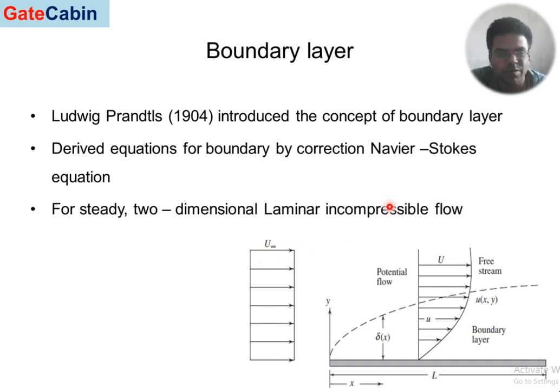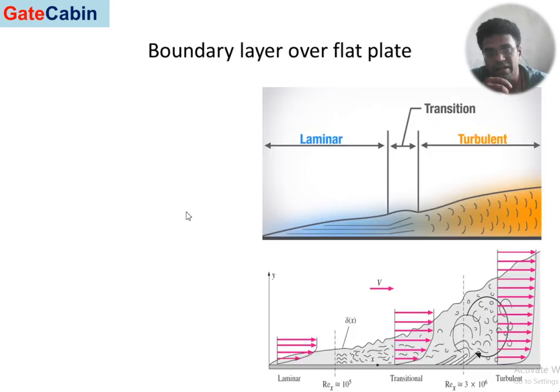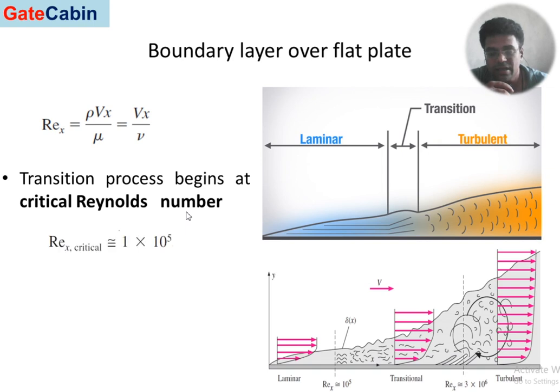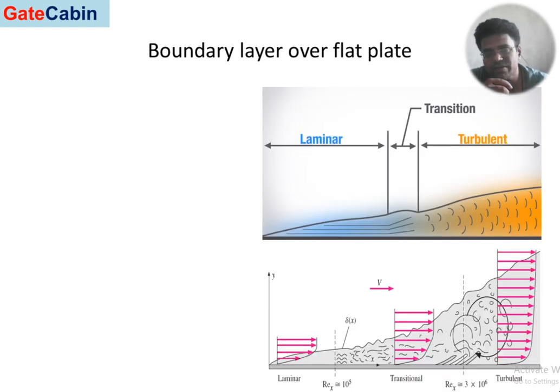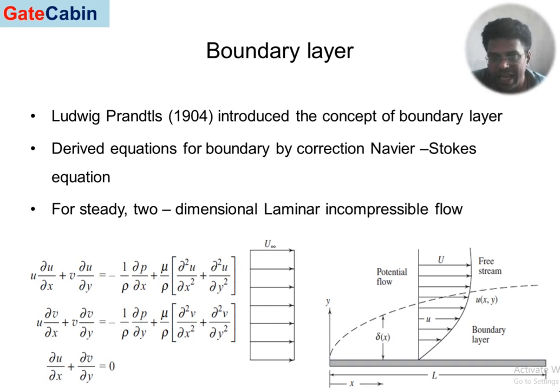Incompressible flow means the density is maintained constant, and at no point in time is the density changing. So Ludwig Prandtl tried to simplify the complex Navier-Stokes equation under these assumptions, and he came up with certain equations, which are given by these equations. And this is what we have here.